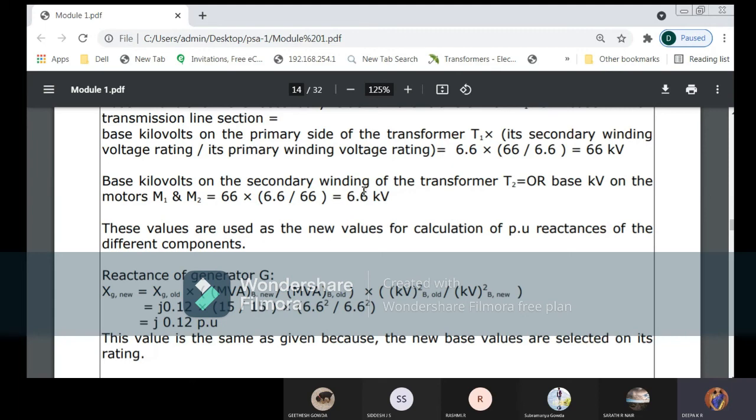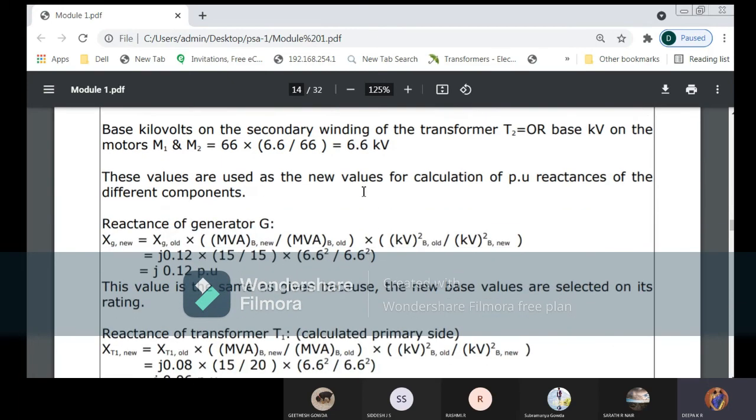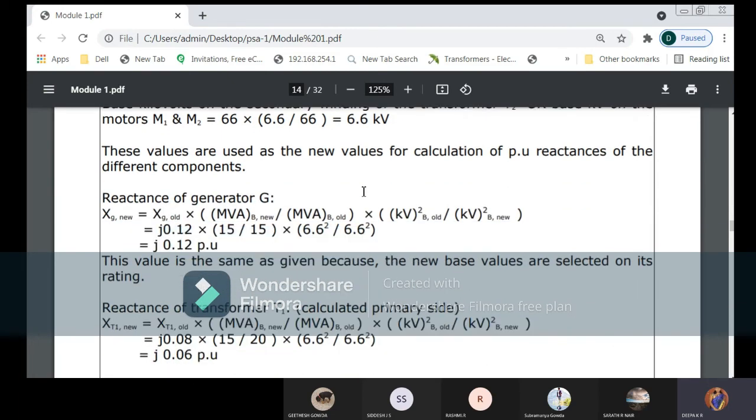So we got through the major calculation part, and next is only the substitution to get the output. First we'll calculate the first section: the reactance of a generator. What is the standard formula we have? Reactance of a generator new is equal to reactance of a generator old into MVA new by MVA old into kV square old by kV square new. As for the problem, the first generator is 12%. Please check that 12%.